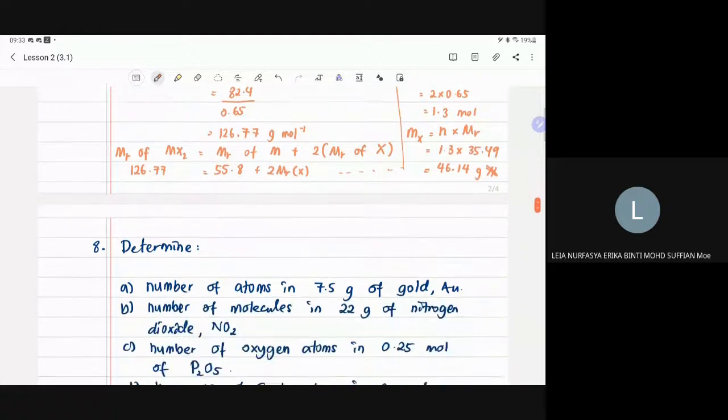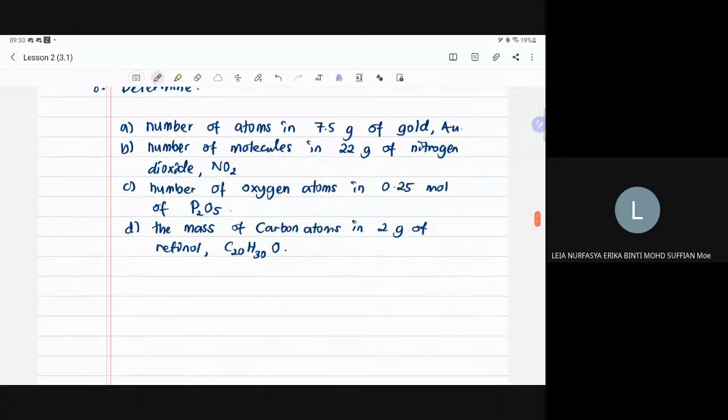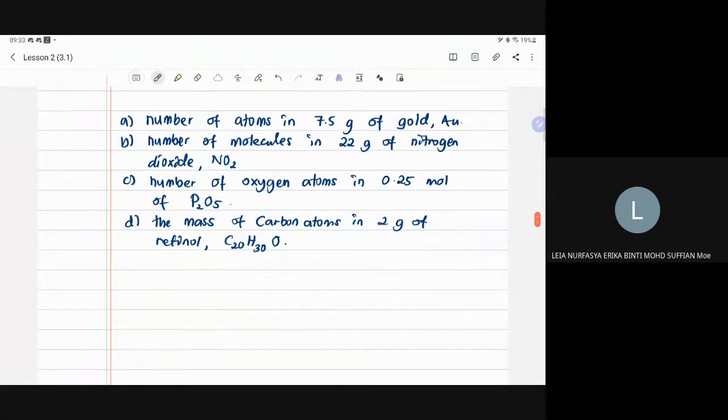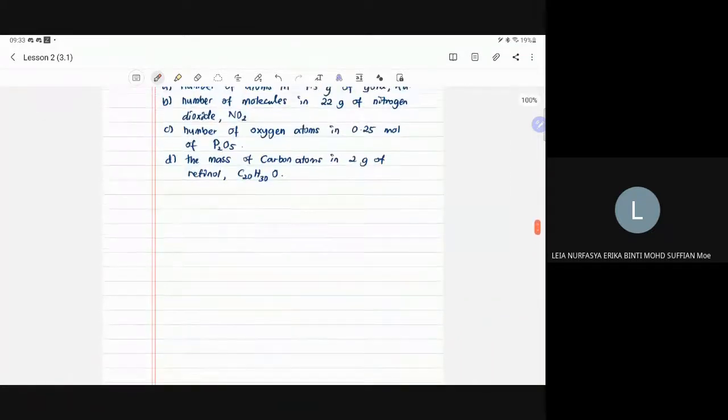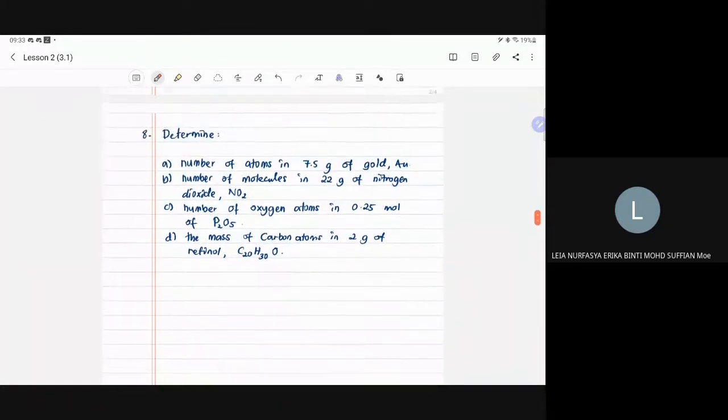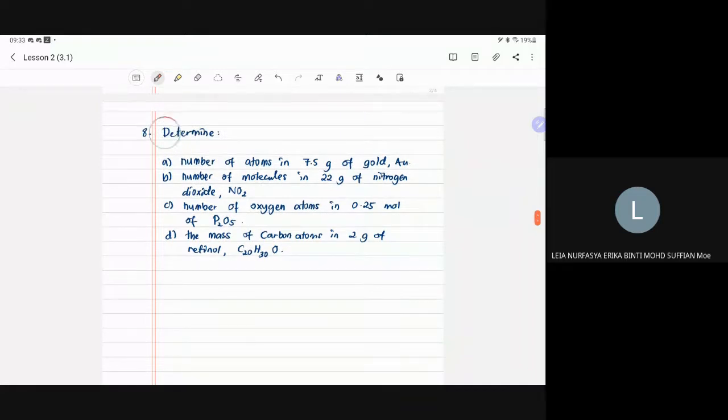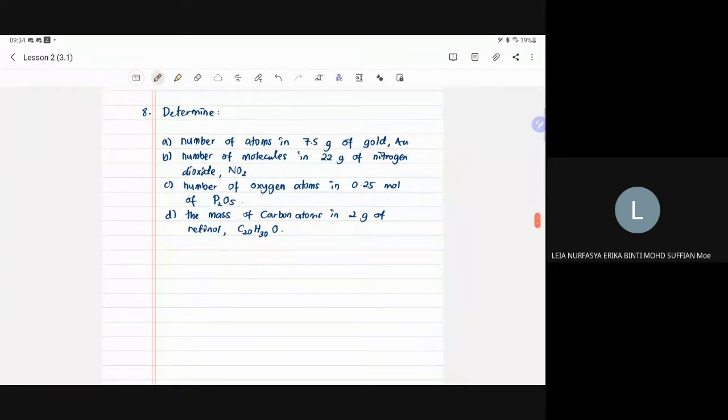Now, again, we go more into exercise. So, this morning saya memang nak kamu buat exercise je. Saya tak nak tambah-tambah sangat benda baru. So, kita fokus more on the calculation. Soalan 8 pula. This one. Number of atoms in 7.5 grams of gold. Number of molecules. This should take you about 15 minutes. Okay. I think about 15 minutes.